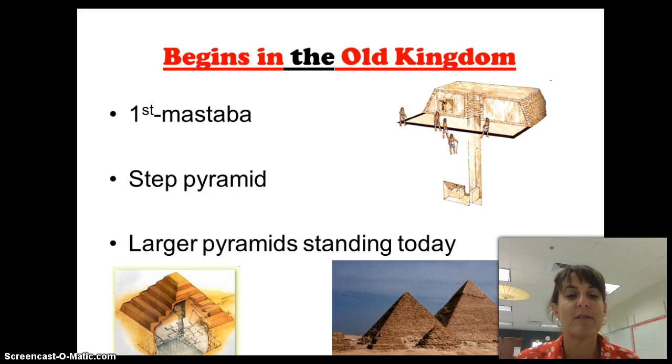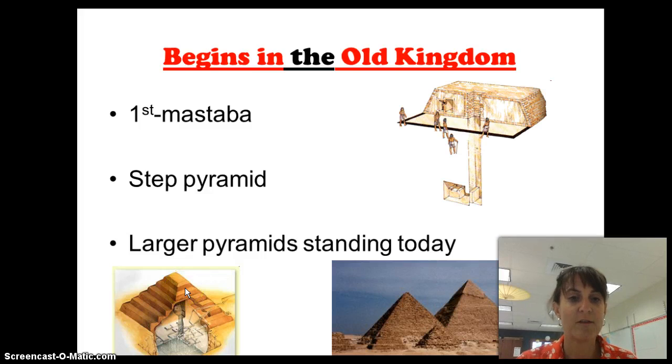So they began to build something called a mastaba, and you can see that up here at the top. Kind of looks like a rectangular box, and then the tomb and the pharaoh with his belongings would have been buried underground. Okay, then they went to a step pyramid, which you can see right here. There was a pharaoh by the name of Zoser. He wanted something a little bit more spectacular, so he commissioned this type of pyramid being built.